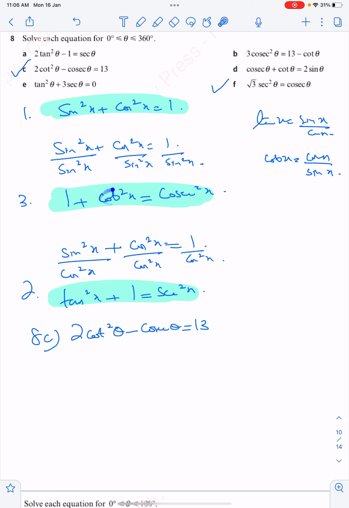Cot square x is going to be cosec square x minus 1, because this 1 is going to shift to this side. So I'm going to use this in place of cot square theta. I'm going to write cosec square theta minus 1.